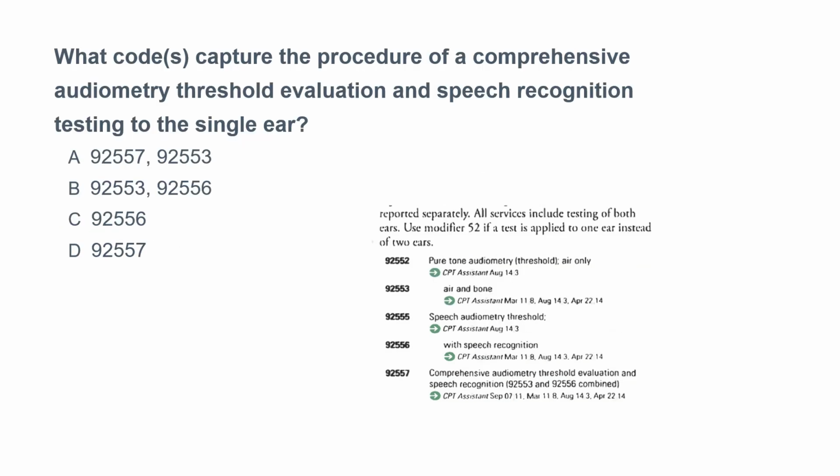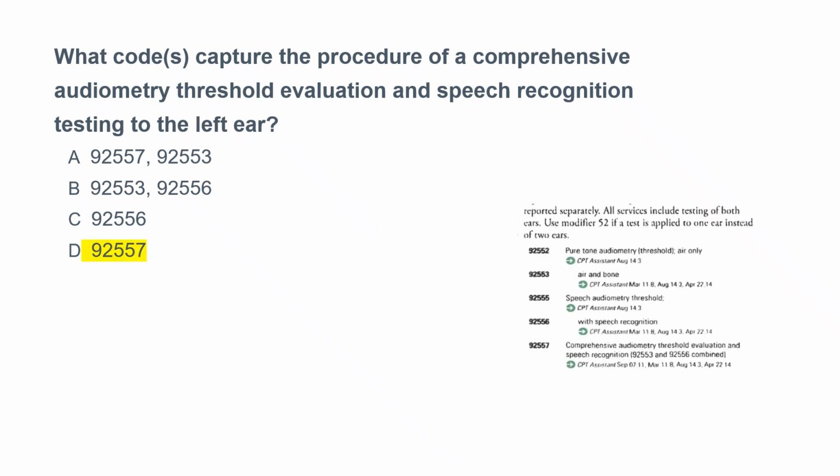Now, next question. What codes capture the procedure of a comprehensive audiometry threshold evaluation and speech recognition testing to the single ear? And you have this code, and then the option, tell me the correct answer. So yes, D is the correct answer, and here we are going to pick up the combo code, which includes both the auditory threshold as well as the speech recognition. And you remember that we have the guideline that if we have a combo code, we select it over the individual code. And this is my last slide, and then I'll see you in the part 3.